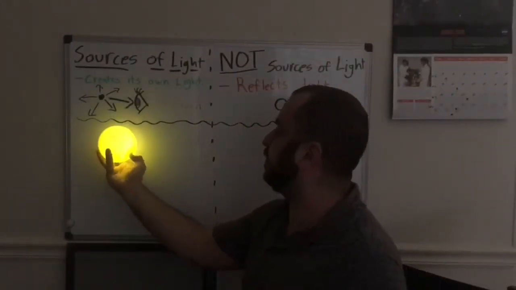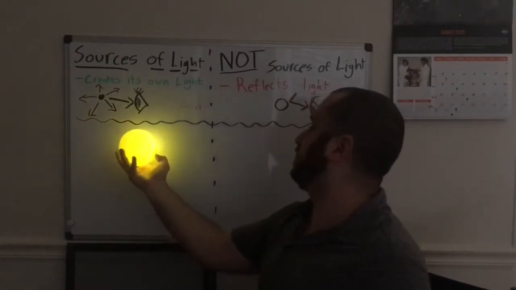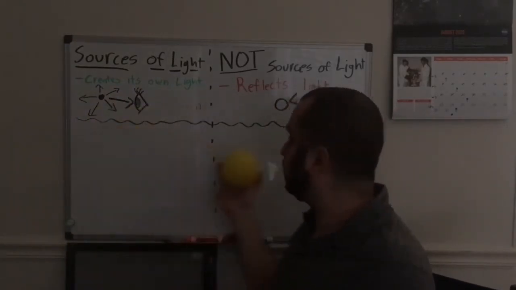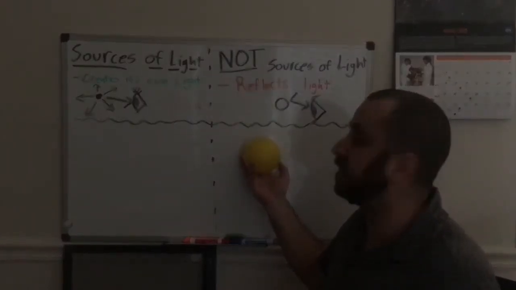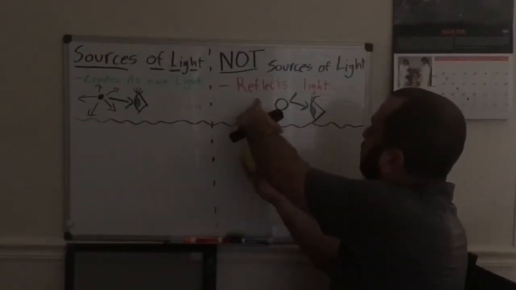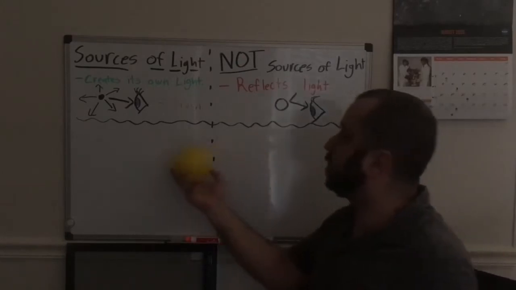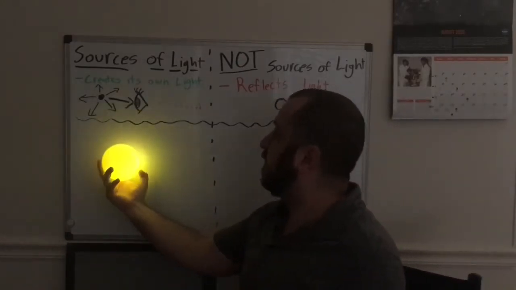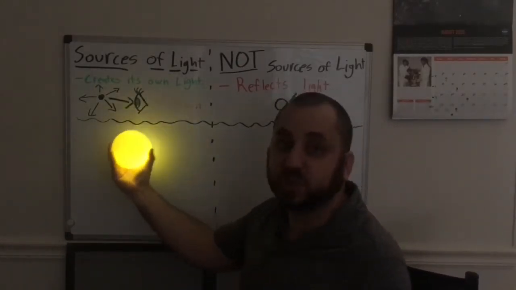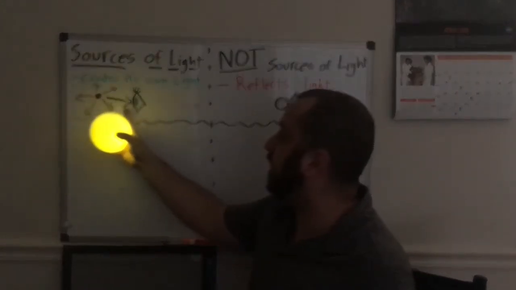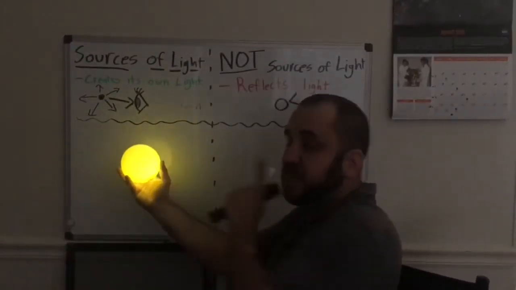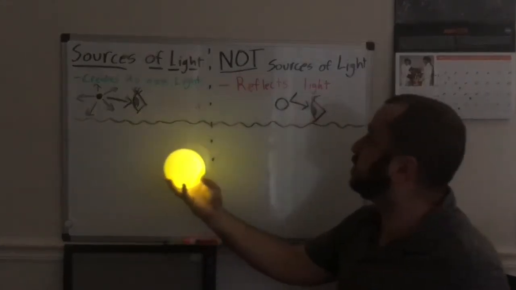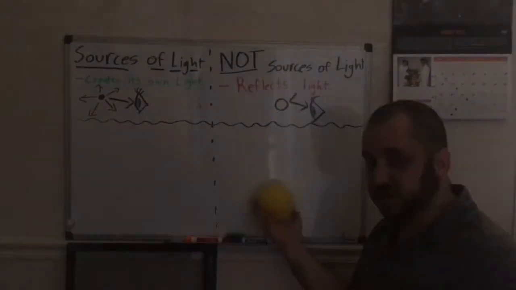So if it's off, it's not a source of light. Not creating light, not giving off light. I can only see it because light is reflecting off of it. But if I turn it on, now I can see it because it is a source of light. It is creating light that's going directly into my eyeball. There's no bouncing around. It's just coming right to me. Okay? So, source of light, not a source of light.